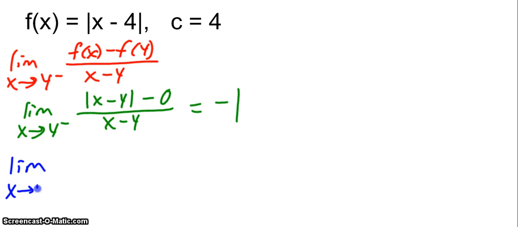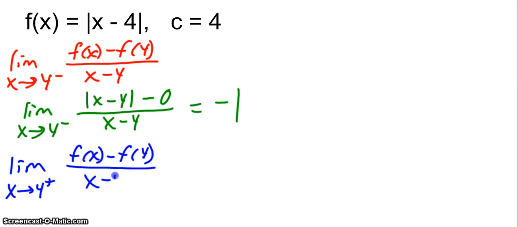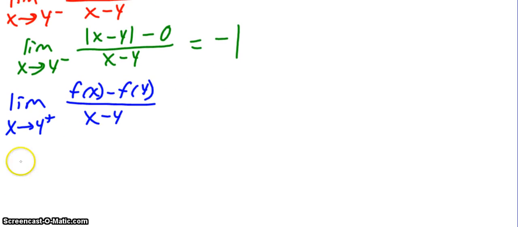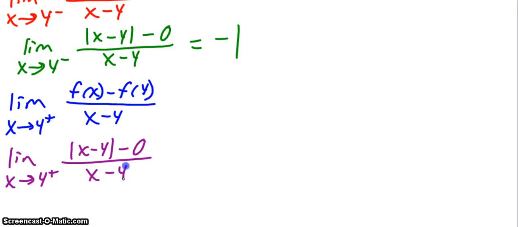Now we're going to do the limit as x goes to 4 from the right of f of x minus f of 4 over x minus 4. But this is the limit as x goes to 4 from the right of the absolute value of x minus 4 minus 0, again over x minus 4. And again, from last unit, I know that this is 1.